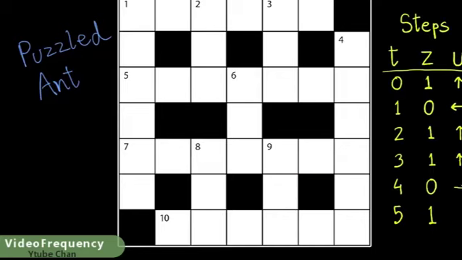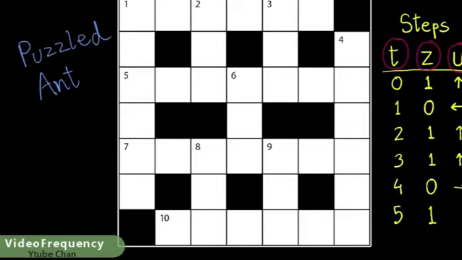Here is a sequence of steps that the ant took. The first column is time t. The second column is its observation z, which is 1 for white and 0 for black. The final column is the action taken, or u, which is basically what direction did the ant move in.